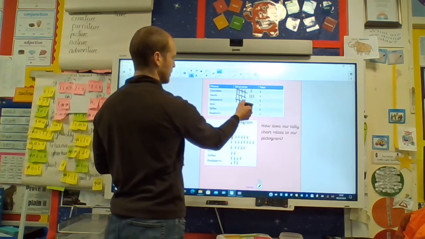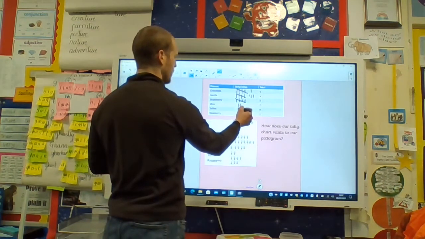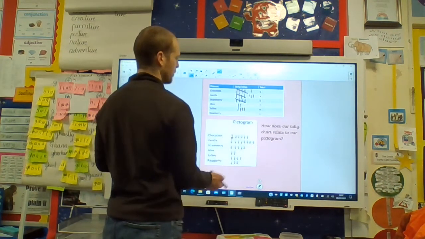Mint is 2. So just 2 sticks on their own. Toffee we've got 4. 1, 2, 3, 4. And raspberry we've got 3.